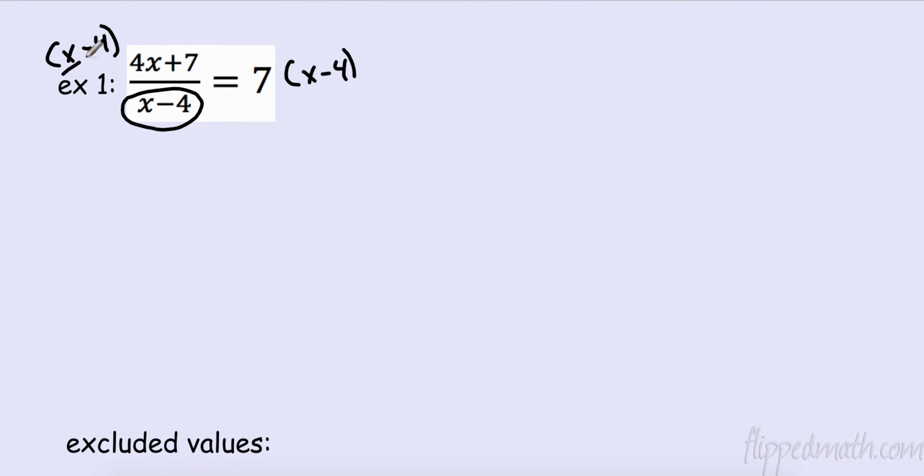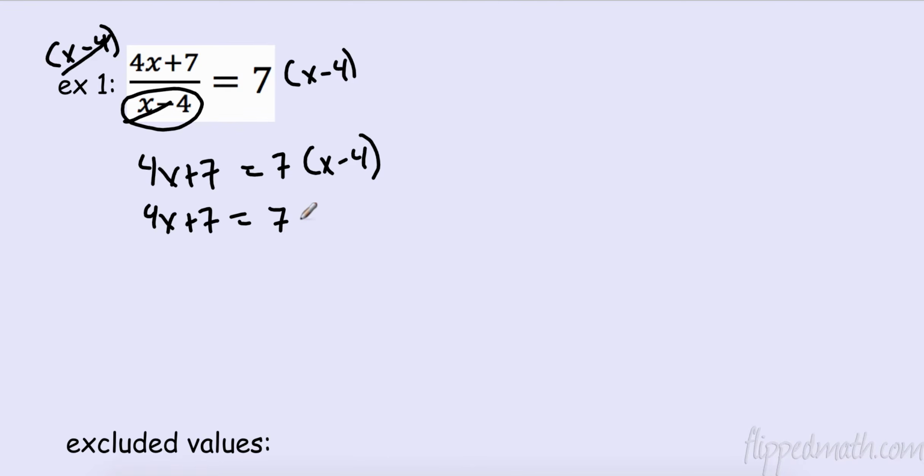What happens here is these are going to cancel out, and I get 4x plus 7 equals 7 times x minus 4. All right? Now this is just an Algebra 1 question. Yeah, it's a little bit tough, but we can still do it. So 4x plus 7 equals 7x. I'm distributing over here on the right side, minus 28.